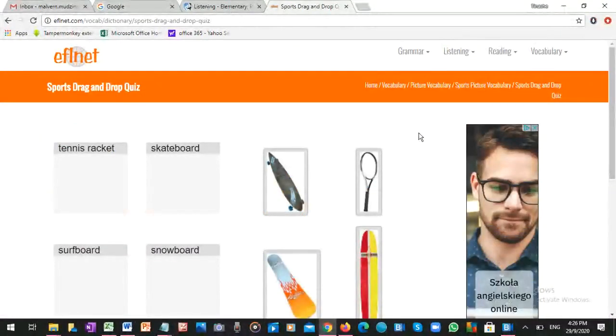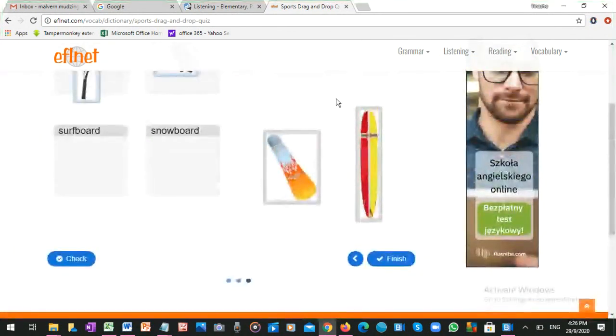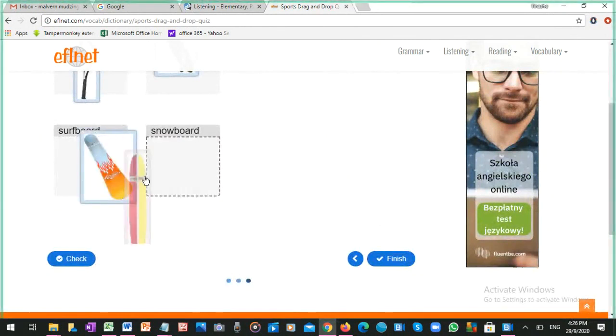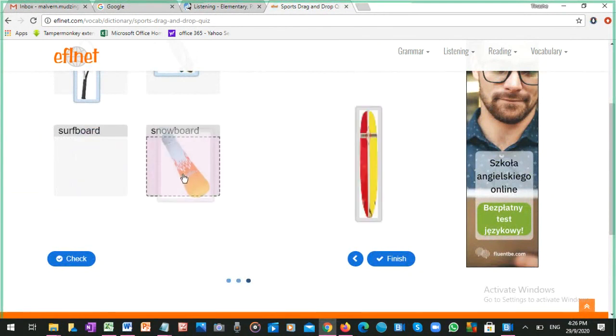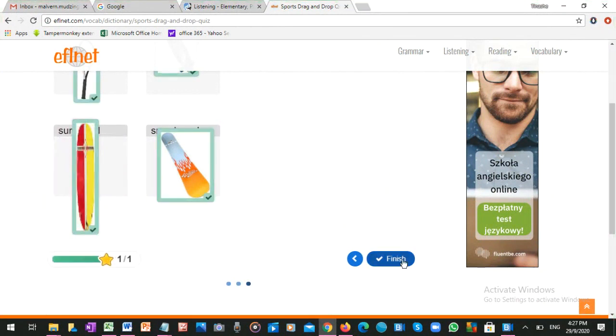Then the last one we have. What's this one? Is it a tennis racket, a skateboard, a surfboard, or a snowboard? Skateboard. Well done. Number two is a tennis racket. Well done. Number three is a snowboard. Well done. And the last one is a surfboard. Well done. That's very correct.